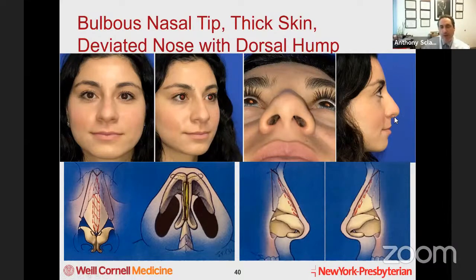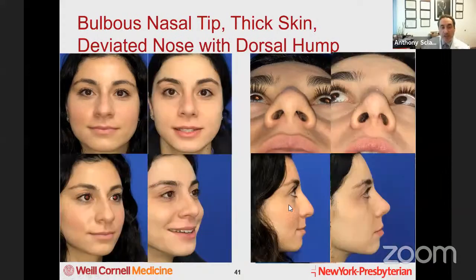Okay, this is somebody who had fairly weak cartilage. So rather than just suturing the two medial crura together and saying, well, they'll reinforce each other for support, I put a piece of septal cartilage in between as a columellar strut, not to increase the projection, but just to strengthen what I was doing so that her own cartilage should be able to provide the same projection that she needed. Okay, and this is her about a month later.